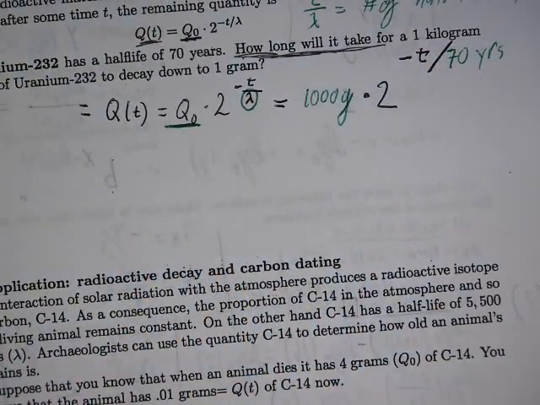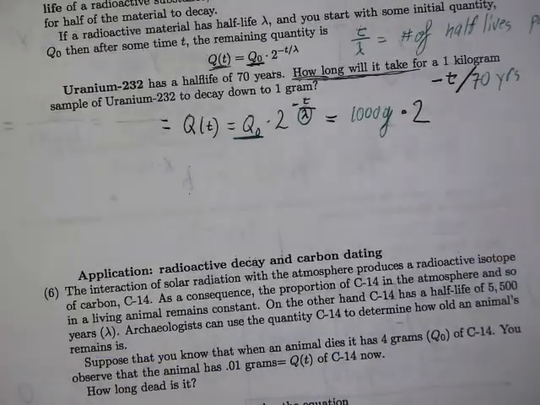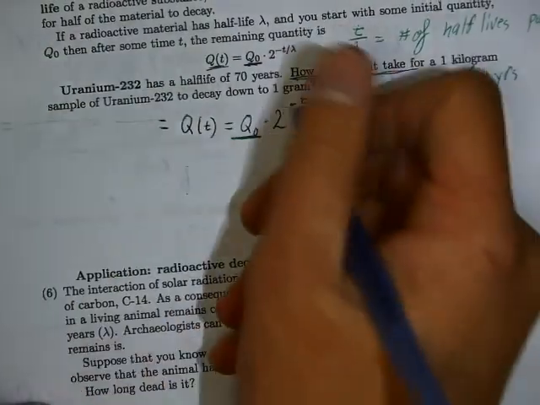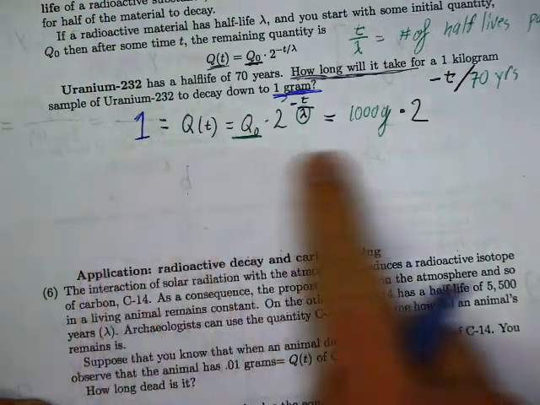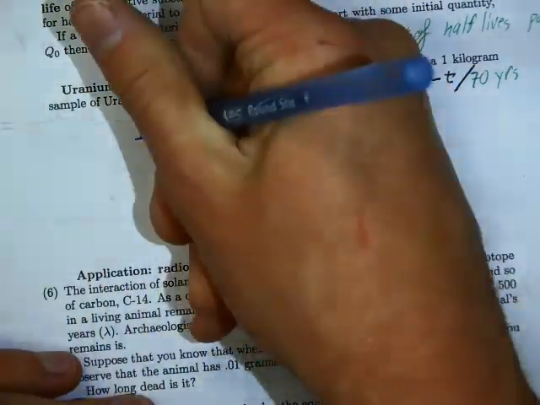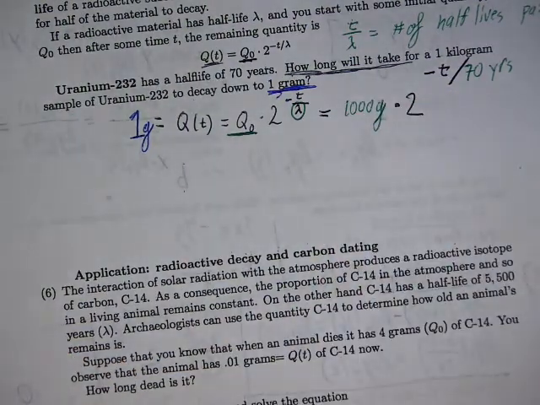And I think now I just have no choice but to zoom out just a little bit. Okay, and what's the eventual quantity? We want to know when the quantity of U-232 will hit some number. What is the eventual quantity we want? 1 gram. Oh, so there's an equation. 1 gram is equal to 1,000 grams times 2 to the negative t divided by 70 years.